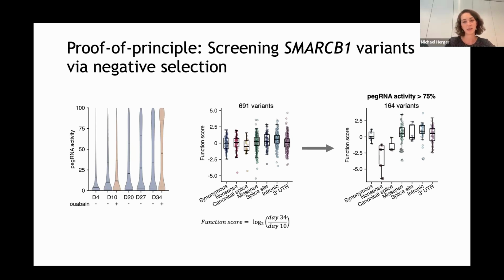So overall, this experiment taught us that using our platform in the context of negative selection is possible. However, it is really dependent on achieving high editing efficiencies. And in this particular experiment, accurately resolving variant effects came at the cost of reduced coverage.